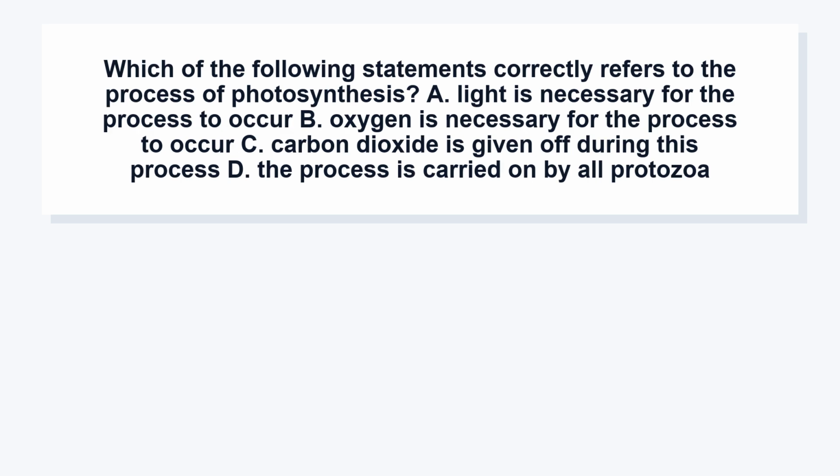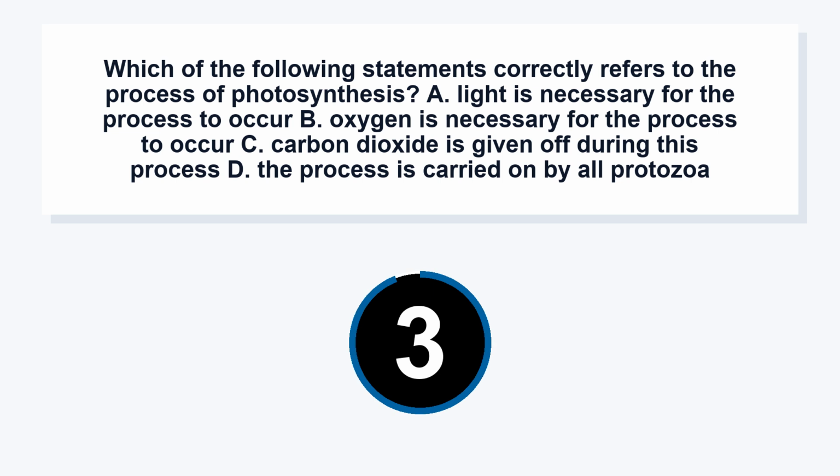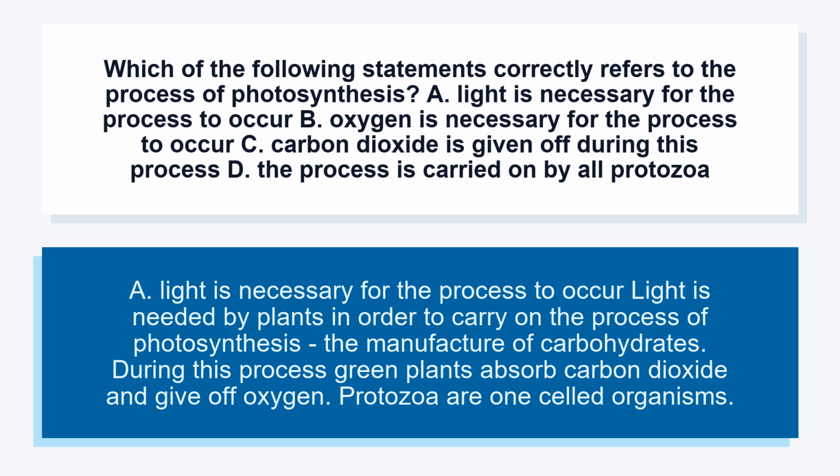Which of the following statements correctly refers to the process of photosynthesis? A. Light is necessary for the process to occur, B. Oxygen is necessary for the process to occur, C. Carbon dioxide is given off during this process, D. The process is carried on by all protozoa. A. Light is necessary for the process to occur.